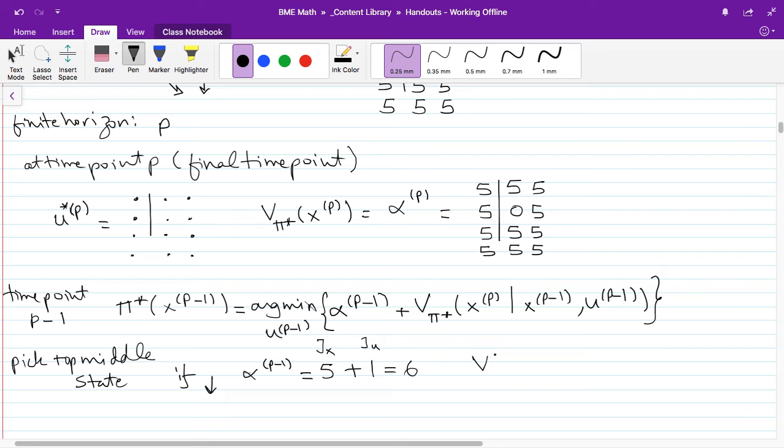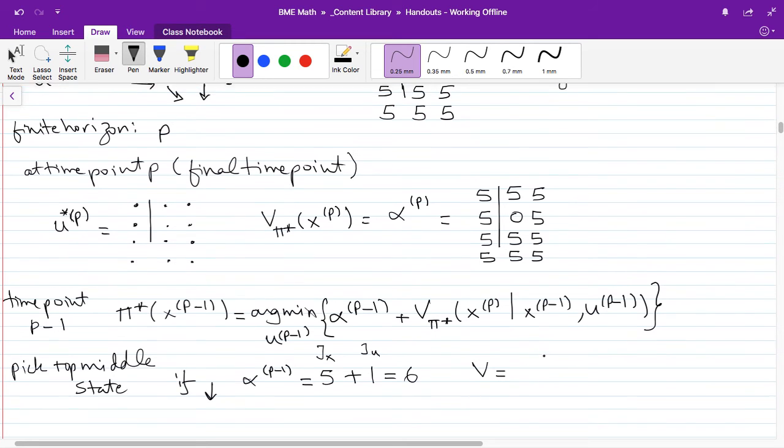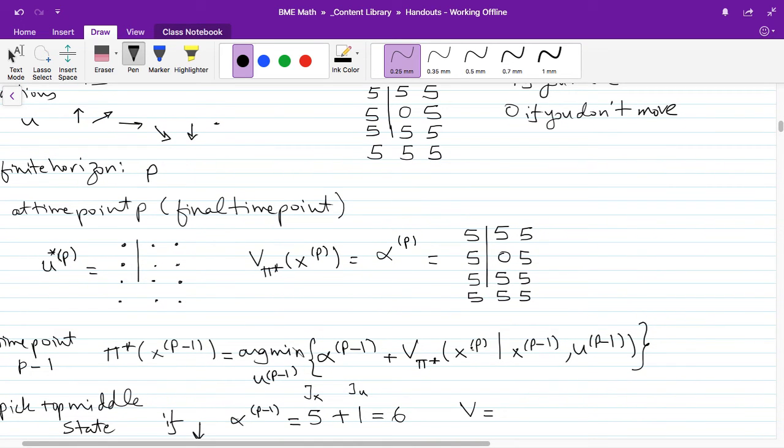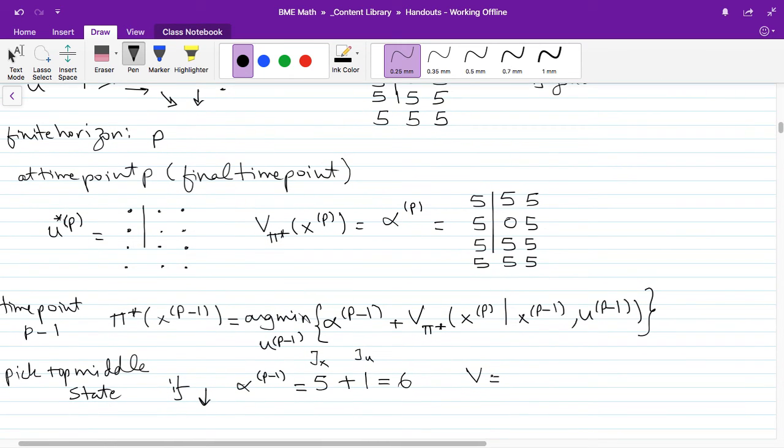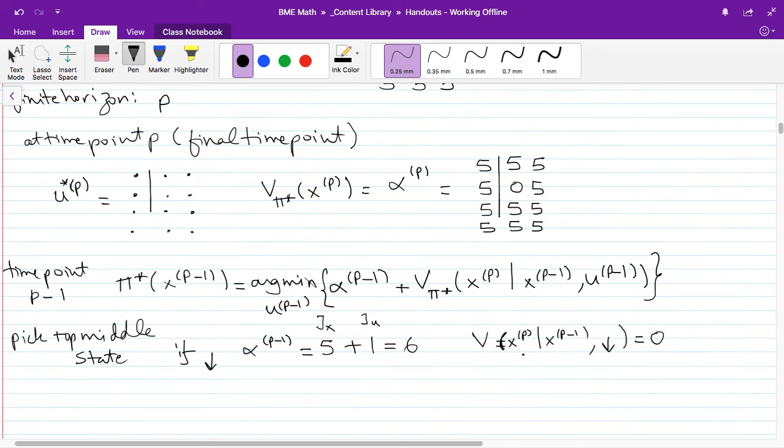Well, where did it take me? What's the value of the state that it took me to? It took me here. This term here. I was at this location, it cost me 5. I made a movement down to here, that cost me 1. It took me to a state that has value 0. So that says that where I'm going, given that I was at p minus 1 and I performed this action, that is 0. So the sum of these two, 6 plus 0, the value of the state that I go to, if I'm at this state and I perform this action, the total value is 6.